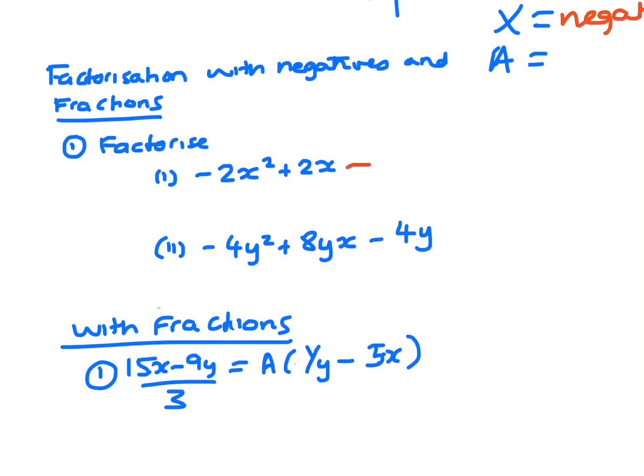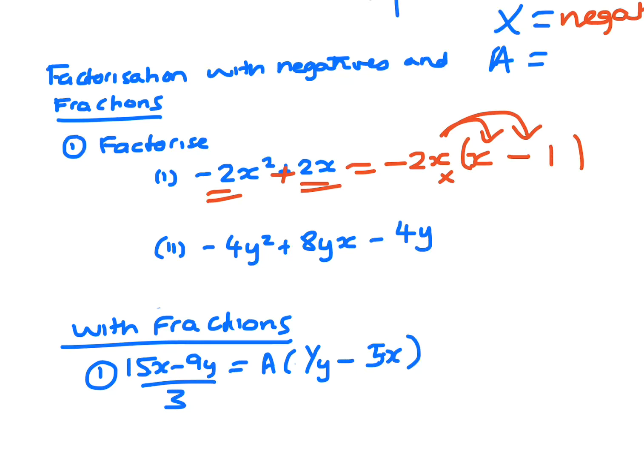So if you look at the first one here, that would be minus 2, because the minus is at the front, you should take the minus out, minus 2x. So what would be left? 2x times what gives you minus 2x? 2x times x is 2x squared. 2x times what gives you plus 2x? You'd have to make that a minus, because a minus and a minus will give you that plus, and then 1, because you took the whole thing out.